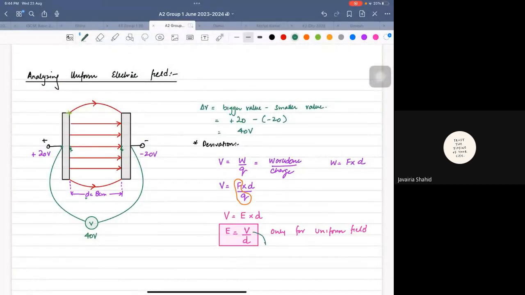So just let me write it. This is potential difference, this is distance between plates, and this is field strength. Just like that. All right. Any questions, please let me know.